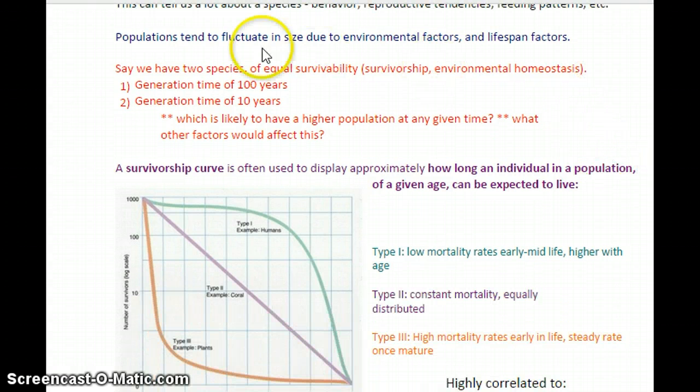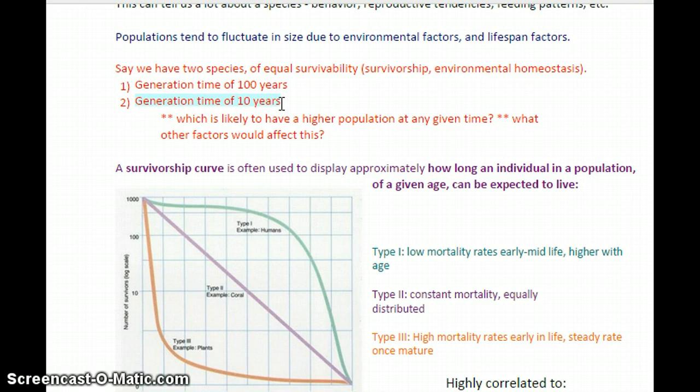So something else about populations is they tend to change in size due to environmental factors and lifespan factors. So this is important. We look at basically, here's two different species. Here's an example. Let's say they have equal survivability. So basically their ability to survive in their environment is the same. But one species has a generation time of 100 years. That means 100 years from mother to child generation. The other one has a generation time of 10 years.